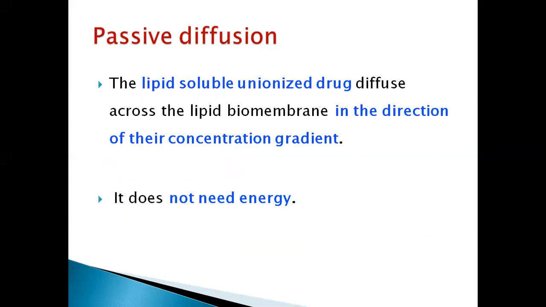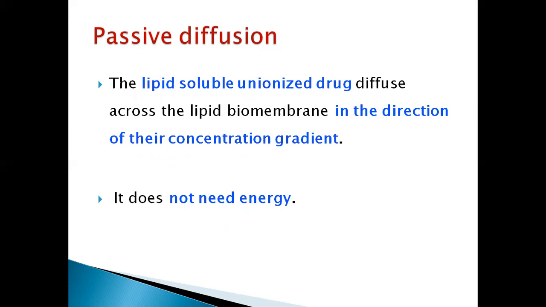Passive diffusion is a bidirectional process. The drug molecule moves from a region of higher concentration to lower concentration until equilibrium is attained. The rate of diffusion is directly proportional to the concentration gradient across the membrane. Lipid-soluble drugs are transported across the membrane by passive diffusion. It does not require energy.